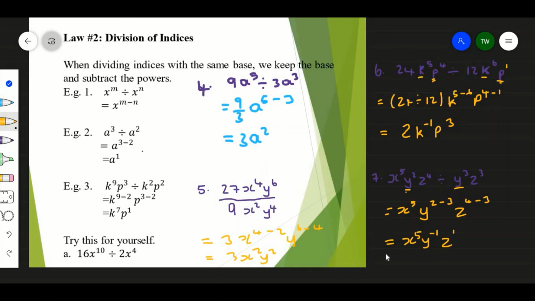Alright, so our final answer is x to the 5th, y to the negative 1, and z to the 1. You can try this question for yourself, which is 16x to the 10 divided by 2x to the 4th, which is going to give you a final answer of 8x to the 6th, because 16 divided by 2 is 8, and then x is the base, and you subtract the powers, so it's 10 minus 4, which leaves you with 6.